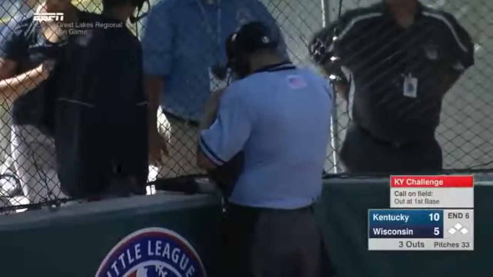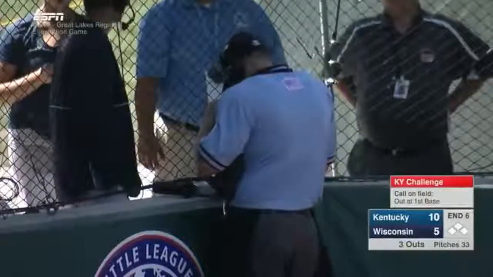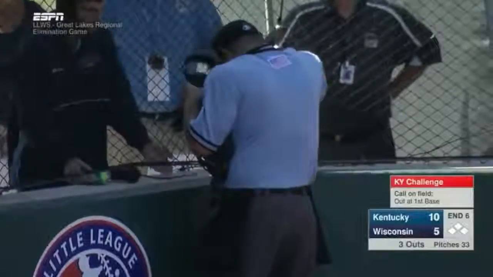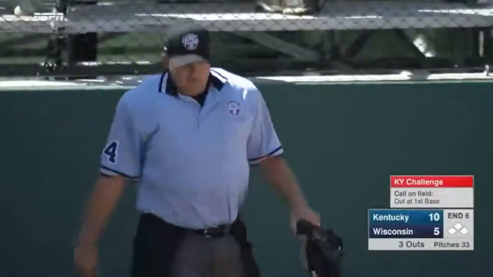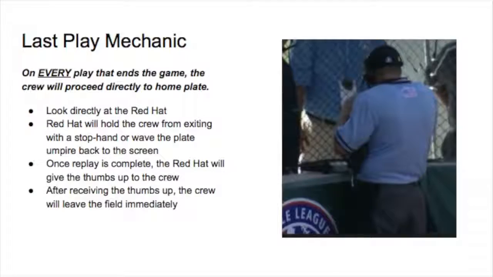From here, the red hat will dictate the proceedings. The umpire crew must look directly at the red hat once they've gathered at the home plate circle. The red hat will hold his or her hand up to hold the crew until the replay official reviews the last play. Once the replay official gives the all clear, the red hat will give the crew the thumbs up. The crew then will exit the field immediately and proceed directly to the locker room once the red hat has given them the thumbs up.